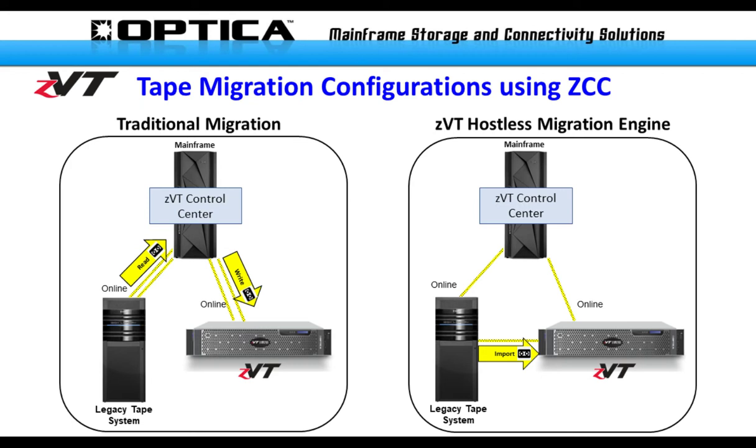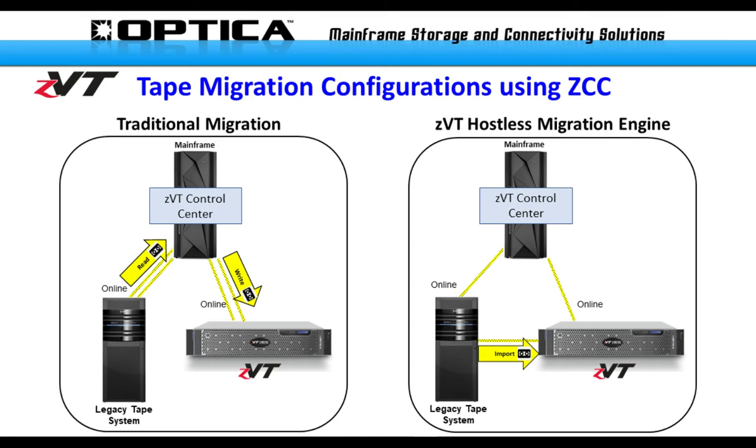Okay, so as you can see on the left, a traditional migration, of course, you have ZVT Control Center, in our case, installed on the mainframe. You're reading tapes in and writing them out from a legacy system to the ZVT. Whereas on the right-hand side, you still have connectivity potentially, as one option in configuring hostless migration, to the mainframe for your legacy and your ZVT systems, but you're moving your tapes directly from the legacy system to the ZVT. So I wanted to offer that graphic, a quick comparison of the two. Gil's going to talk in much greater detail moving forward in the presentation.